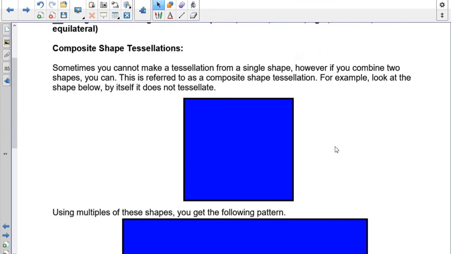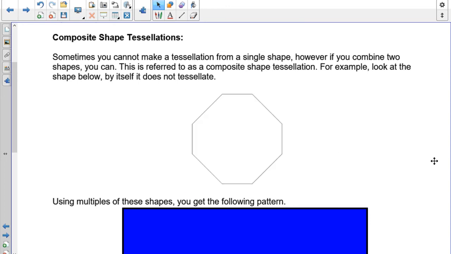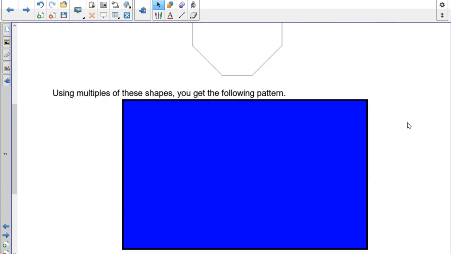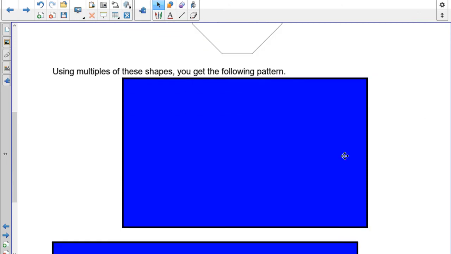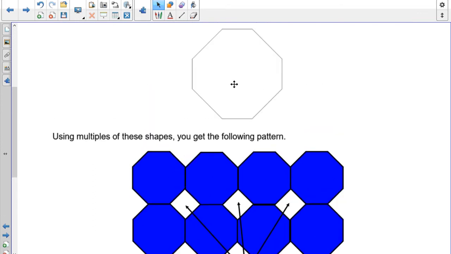Okay, so we're next going to go to the next step, and we're talking about composite shapes. Sometimes a single shape will not tessellate. For example, if you take a look at this shape right here, this is an ordinary octagon, right? And if I try to make a tessellation by tracing it, look what happens. Here are my octagons, but look at the middle here. We have gaps. So an octagon like this does not tessellate.